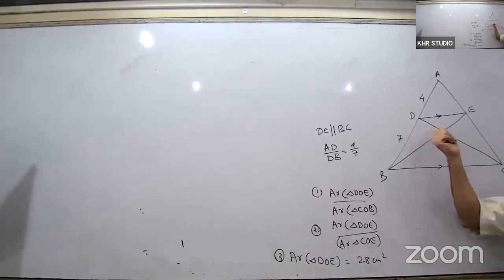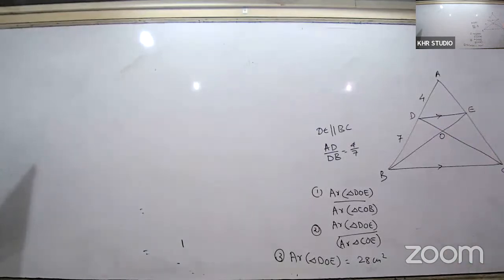Find the area of all the other triangles. The area of triangle DOA is 28. Find the area of all the others: 1, 2, 3, 4, 5. Out of which one triangle is given, so you can mark that one, or any area you can find, or find the area of the complete triangle also.